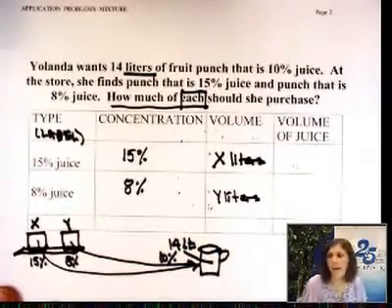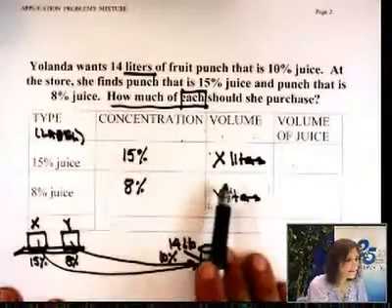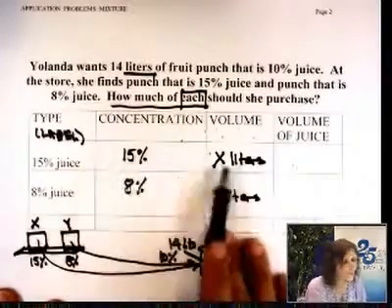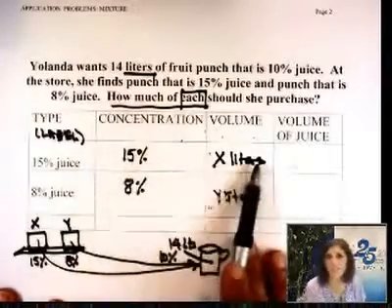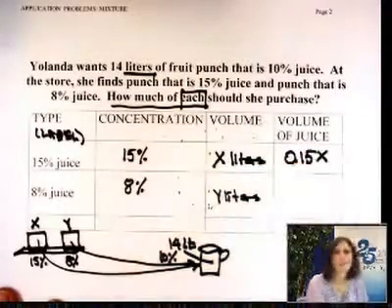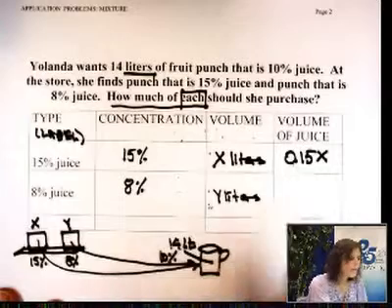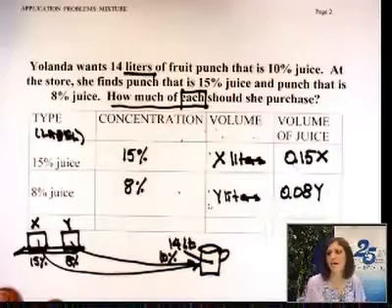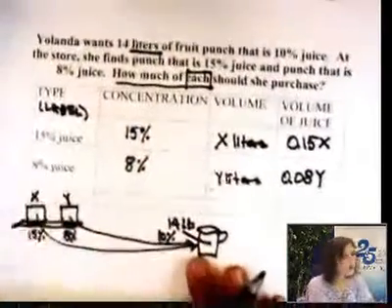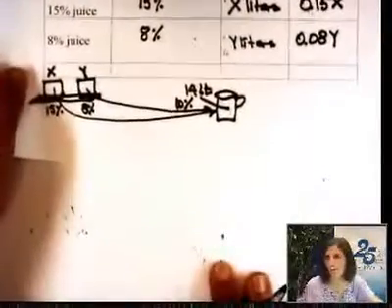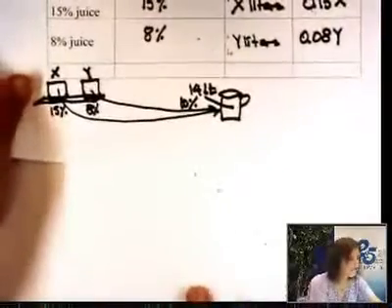Very good. Now, if I have 15% of X liters, how much juice are we talking about? It's 15% of X. It is the concentration times the volume. So this one is 0.15 X. Again, how much juice are we talking about? 8% of Y. All right, so let's put all this together. Once I fill out my table, I try to actually put down my equations.